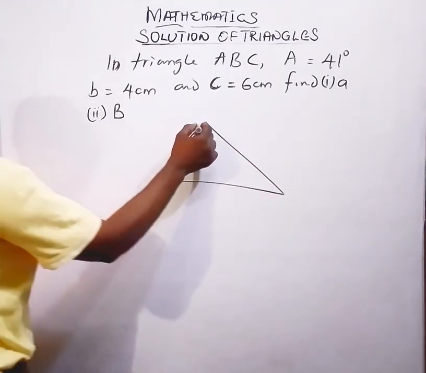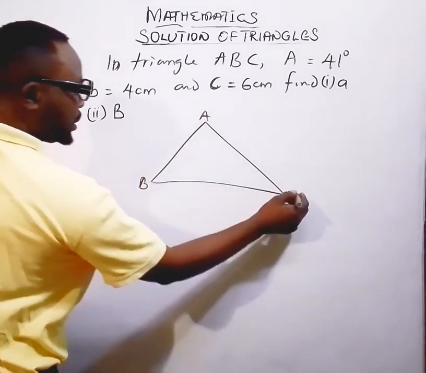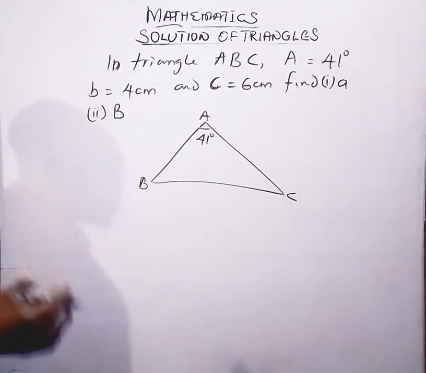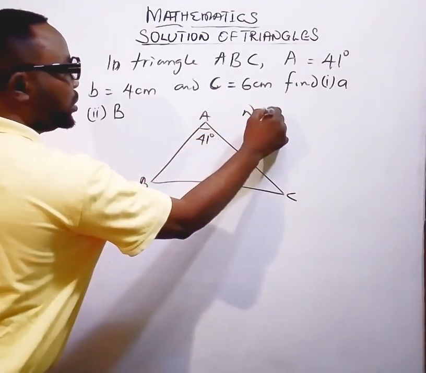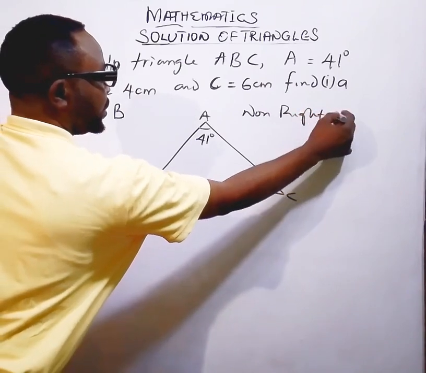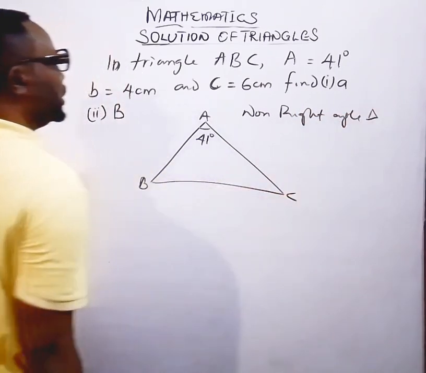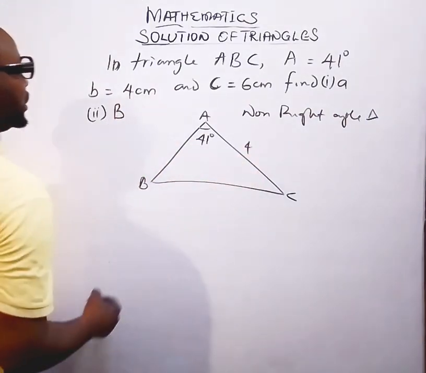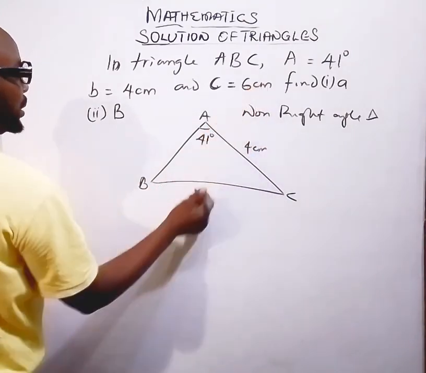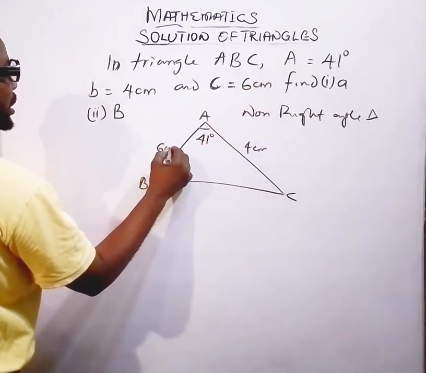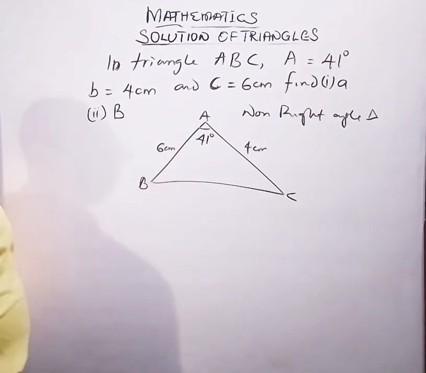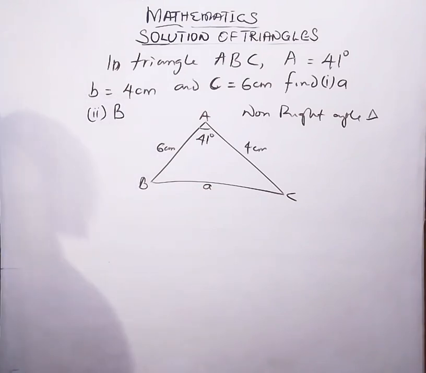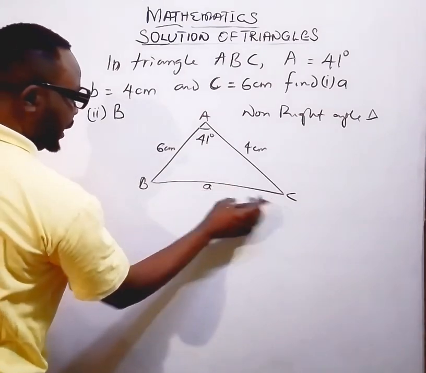Let's say this is A, B, and C. This is 41 degrees. It is obvious to us that this is a non-right angle triangle. Then we are given side b as 4 centimeters, and c as 6 centimeters. We are asked to find this side first. This is going to be our small letter a, that is our side a.